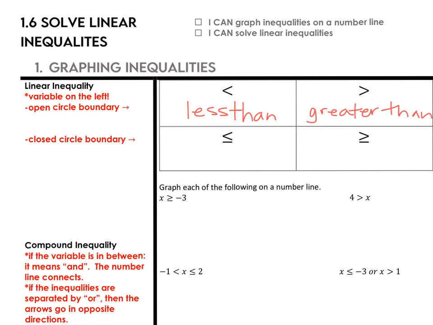A closed circle boundary includes that bar underneath. When that happens, you would say it as less than or equal to. Same thing on the right, but greater than or equal to.